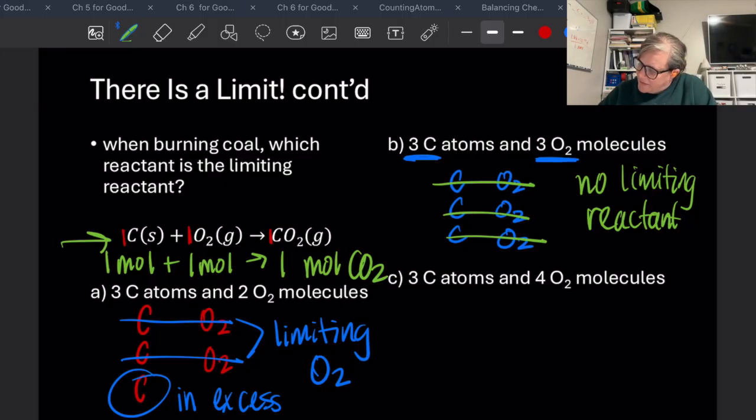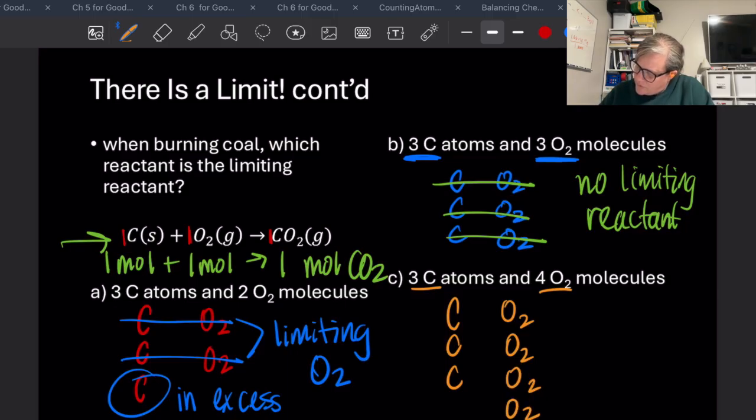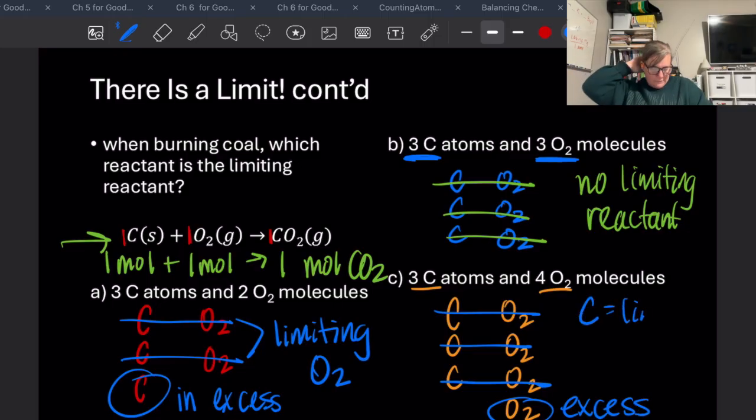What if we had 3 carbon atoms and 4 oxygen molecules? So we'd have carbon, carbon, carbon, O2, O2, O2, O2. We're left with oxygen in excess, and carbon is our limiting reactant. Basically, to figure out which element is your limiting reactant, just see which one's going to run out first.